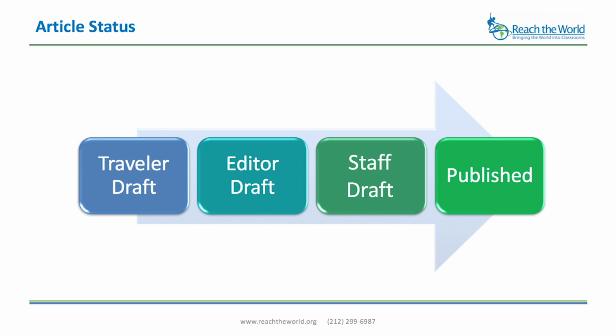Reach the World articles go through 4 statuses. Drafts that the traveler is still working on will be in Traveler Draft status. Once the traveler submits an article, the status will change to Editor Draft. The volunteer editor will then review the article and save it as a staff draft. Then, the Reach the World staff editor will publish the article, and it will be listed as published.